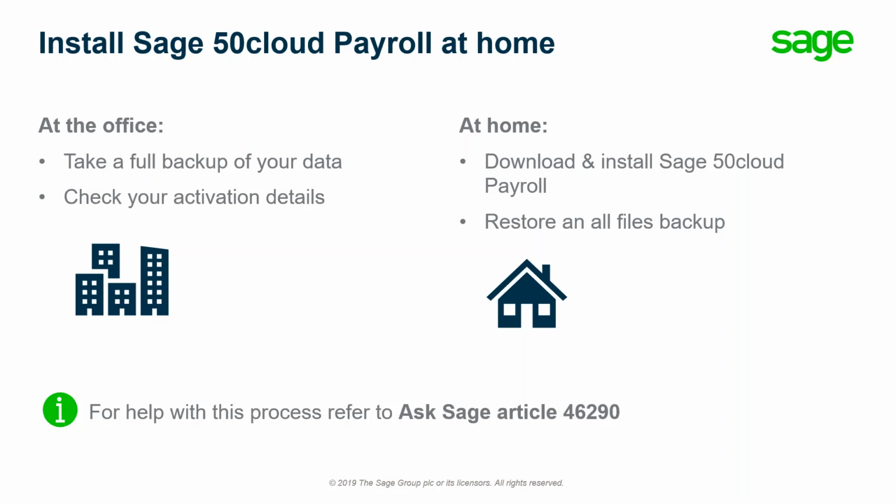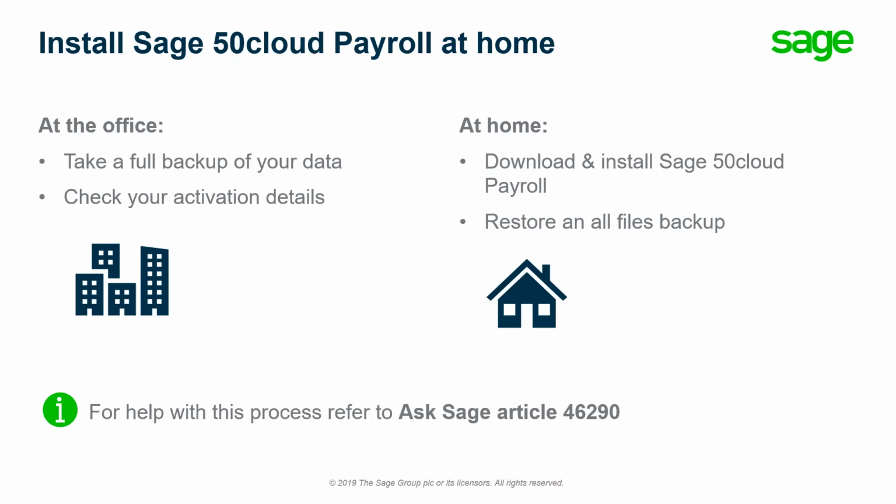You can either get them from your existing program on your work PC, or you can sign into My Account on the Sage website and find them from there. Once you've got those details at home, you can download and install the latest version of Payroll. You can then activate your program and restore an all files backup, and that way everything is transferred across, ready for you to start working on Payroll at home.